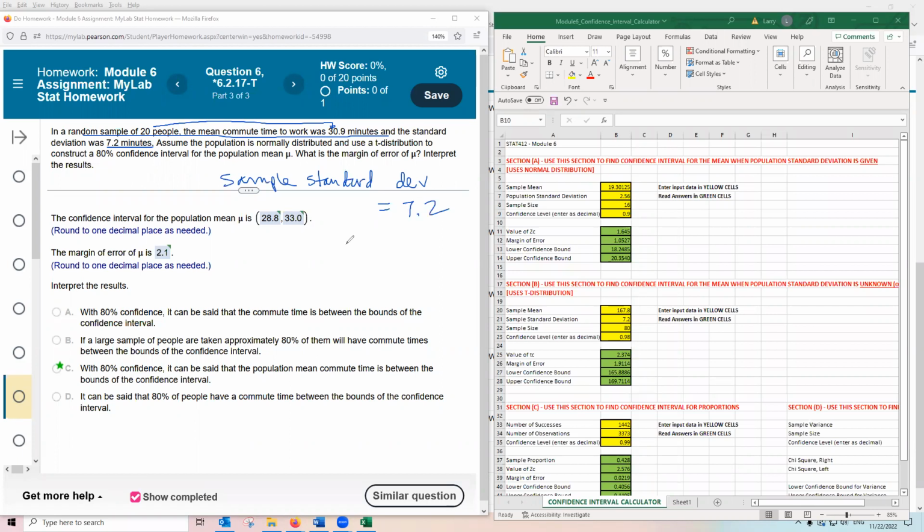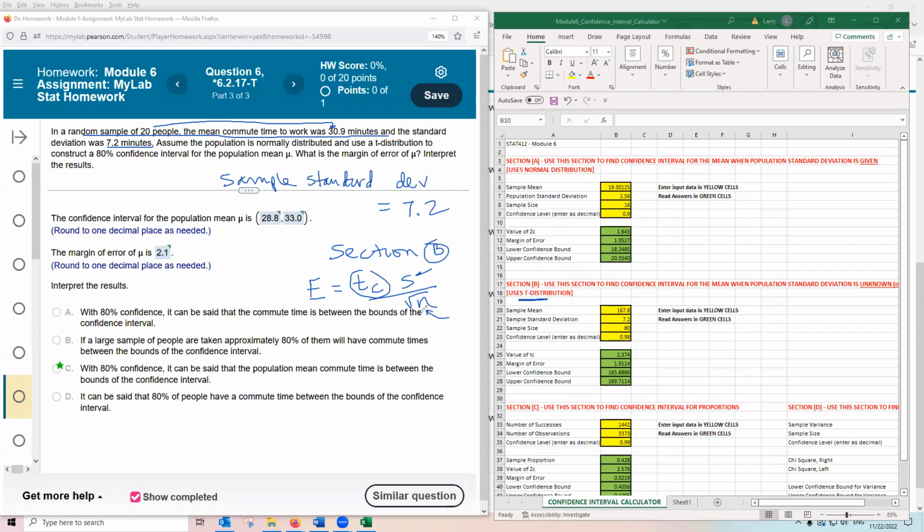Well, in this case, we have to use section B in this calculator. And section B uses a margin of error that looks like this. It's t sub c times s over the square root of n. t sub c is a critical value of the t distribution. So notice in this section, we're using the t distribution. s is the sample standard deviation and n is the sample size.